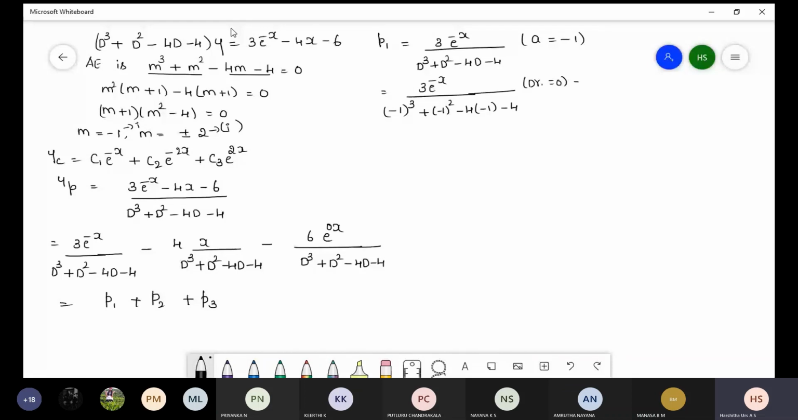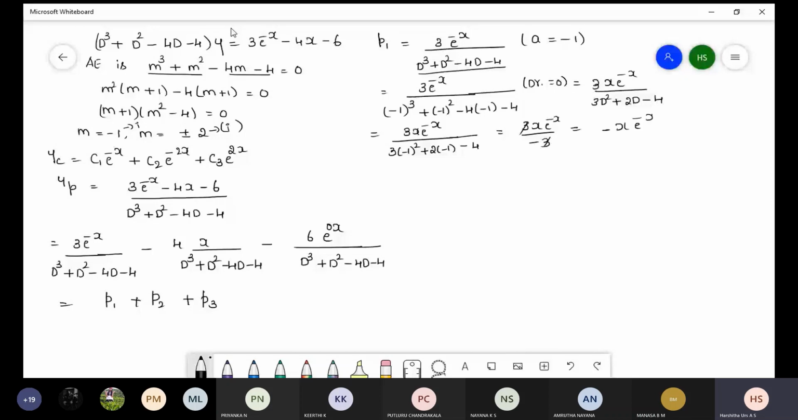So 3 into x into e power minus x, over the differentiation of f of D, which is 3D square plus 2D minus 4. Now we substitute D is equal to minus 1 again. So minus 1 whole square plus 2 into minus 1, again minus 4. So 3 minus 2 is 1, 1 minus 4 is minus 3. Here the minus 3 will get cancelled. We get minus x into e power minus x for P1.